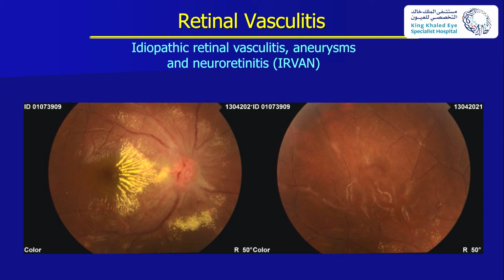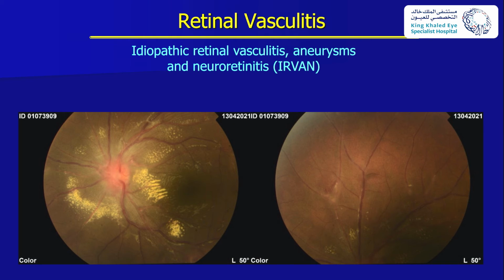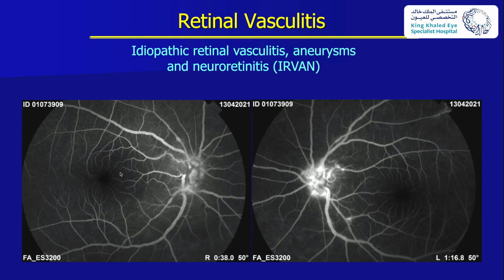and traction retinal detachment. So this is the right eye of the patient, and here we have vascular sheathing. In fact, she was seen in another hospital and no diagnosis was made. And this is the left eye, exactly the same, with vascular sheathing, massive amount of hard exudate, optic nerve inflammation, and the fluorescein angiography will show you the aneurysmal dilation. Are they clear? And this aneurysmal dilation can also be on the optic nerve. Is it clear? So this is Irvan.